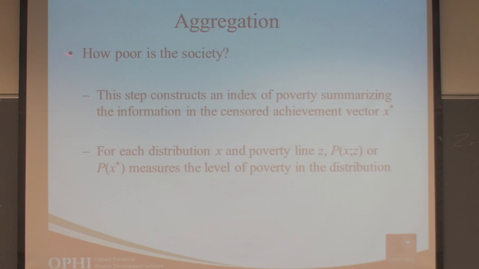Aggregation, the main question you ask: how poor is this society? This step constructs an index of poverty summarizing the information in the censored achievement vector. For each distribution and poverty line, P of x z, or P of x star, because x star is nothing but the censoring of this distribution subject to this poverty line, measures the level of poverty. Whenever we write P of x z, that means poverty in distribution X subject to this poverty line Z. And we will come back to these notations again and again.